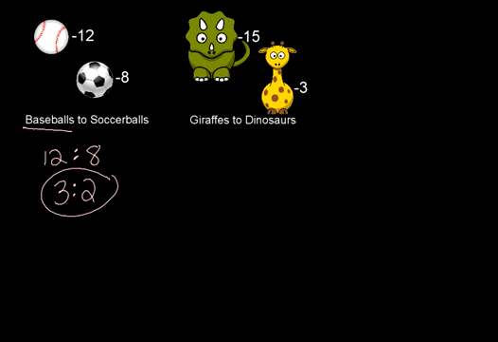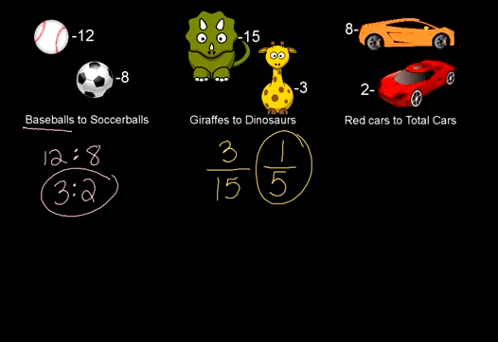Okay, now that you're finished, let's look at this. Giraffes. We have 3 giraffes, and we have 15 dinosaurs. This can be simplified to 1 to 5 for my ratio of giraffes to dinosaurs. Great. All right, so guys, you have one last problem. I hope you're doing well so far. Find the ratio of red cars to total cars. Pause the video.